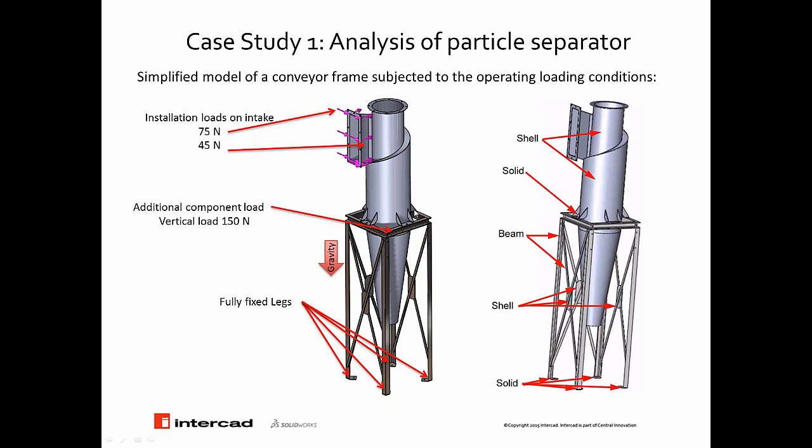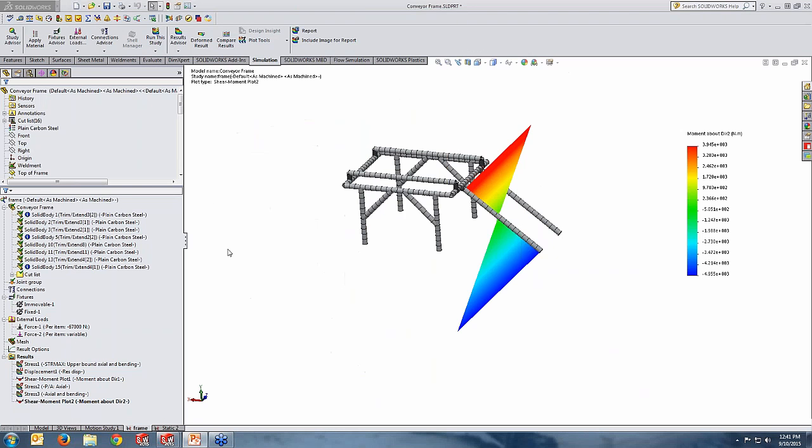What do we have as a boundary condition? We have installation loads on the intake of like 75 and 45 Newton. Gravity is active. And we have an additional component load on the specific front beam of 150 Newton. Legs are fixed. And now, as an analyst, we have to make a decision: which ones use shell elements, which ones are solid, and which ones are beams. Okay, this is an illustration, and let's go and open up the model now.